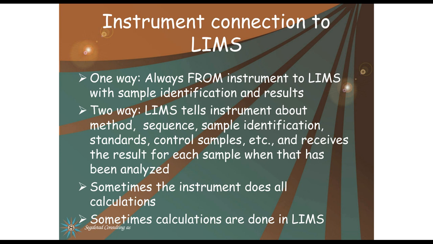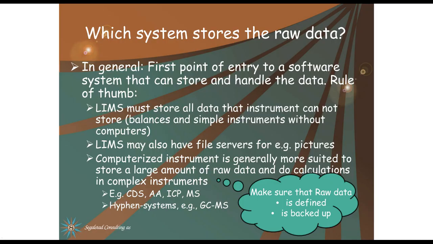Calculations may be done by the instrument itself or its computer system, or we can let LIMS do that. For example, the HPLC with its chromatography data system will do all the calculations and will send the final result back to LIMS and keep the raw data in the chromatography data system. Whereas a balance may send the measurement to LIMS, and LIMS will do the calculation in the analytical method based on weight and other factors.